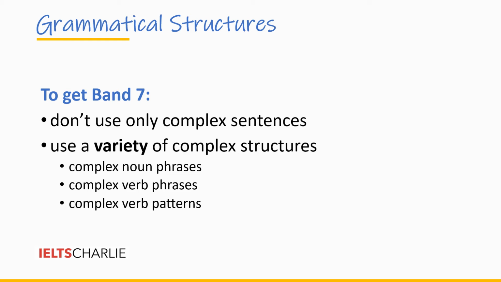Verb phrases, just quickly, are things like passive verbs and modal verbs. Noun phrases are more than just collocations. They're quite extended phrases that sum up one word, one noun. So you need to use those to get a Band 7.